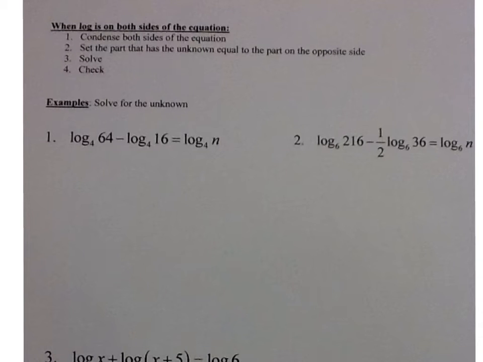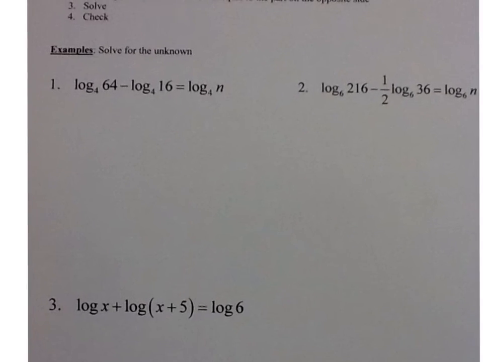Okay, so now when you have log on both sides of the equation, the first thing you're going to do is condense both sides of the equation. So wherever your logs are, if you can condense it, you have to bring it down to one log. And then you're going to set the part that has the unknown equal to the part on the other side that matches up to it. You're going to solve it and then check. All right, so let's take a look at number 1.